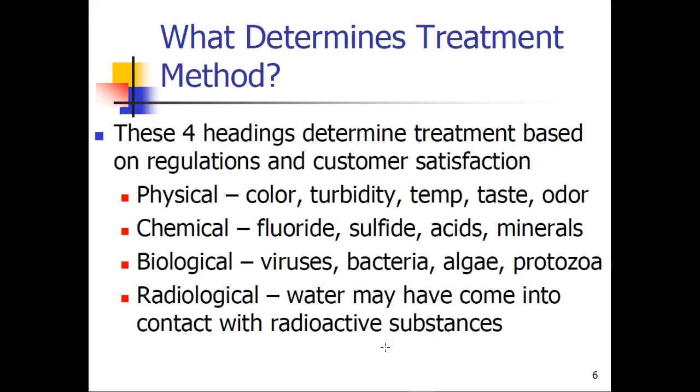So what determines the treatment method? These four headings determine treatment based on regulations and customer satisfaction. We have the physical. The physical is the color, the turbidity, temperature, taste, odor. We have chemical, which is the fluorides, sulfides, acids, minerals. The biological, which is viruses, bacteria, algae, protozoas. The radiological, water may have to come in contact with radioactive substances. Up in the Sierras, there's a lot of uranium and heavy metals in the hills.